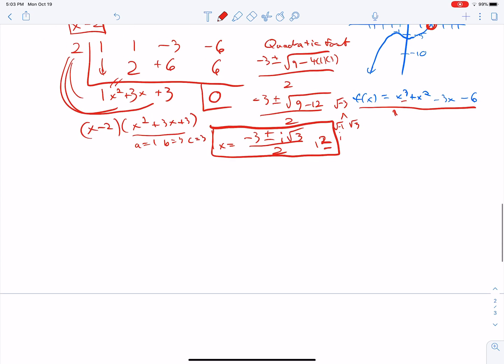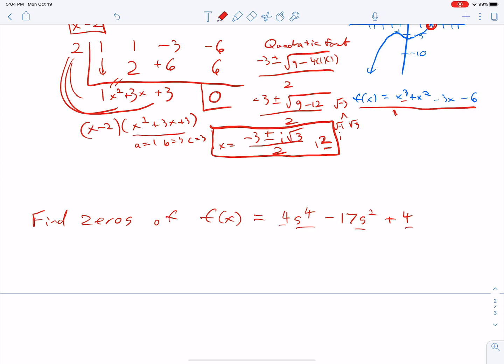So what if we were going to find the zeros of f of x equals 4s to the 4th minus 17s squared plus 4. Now when I look at this, even though it's s squared and s to the 4th, I see a factoring by grouping type of problem. So we take our a times our c, that's 16, and our b is negative 17. Well, this one works out nicely. So our factors are negative 16 and negative 1.